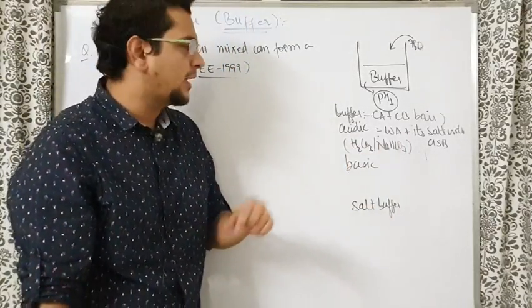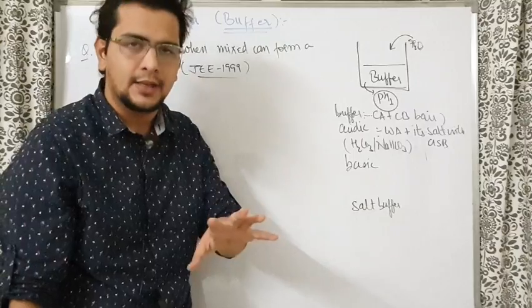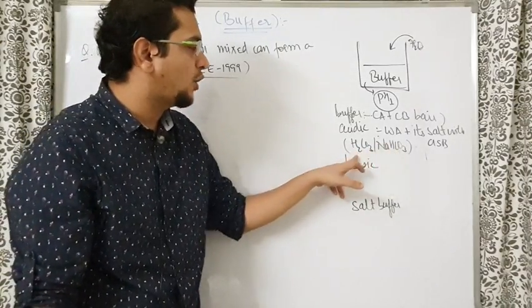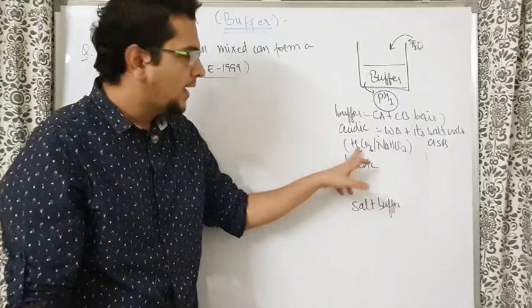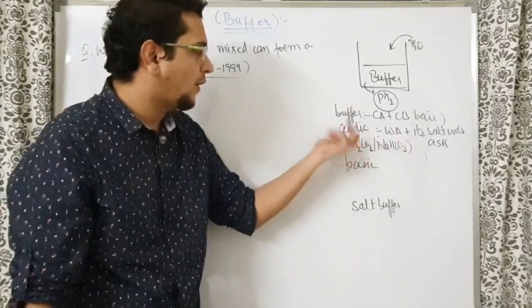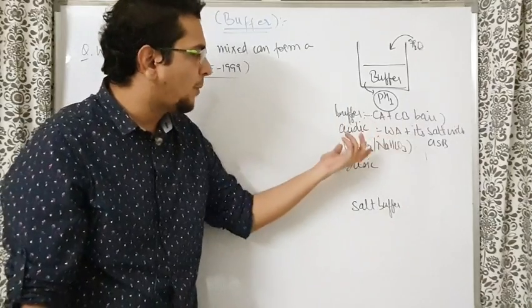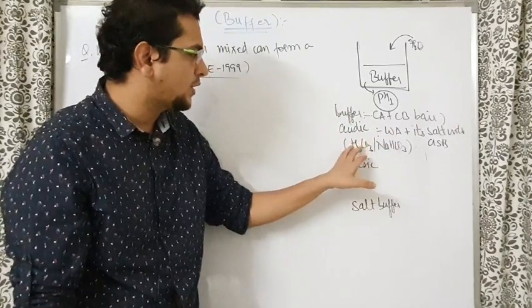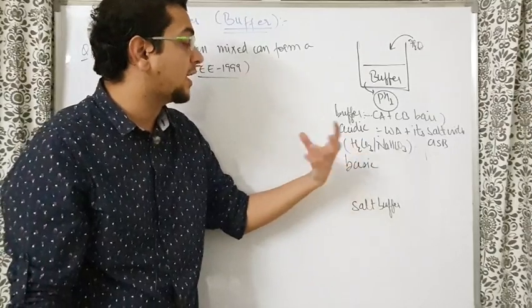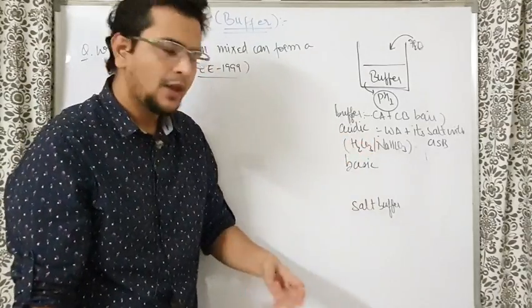One more interesting thing is there, people think that acidic buffer is acidic in nature. Interestingly, in the H2CO3 NaHCO3 combination, see, H2CO3 is a weak acid and its salt with a strong base NaOH, that is NaHCO3, is the salt of H2CO3. So this combination is an acidic buffer. Here the neutrally charged component is the weak acid. So it's the acidic buffer.